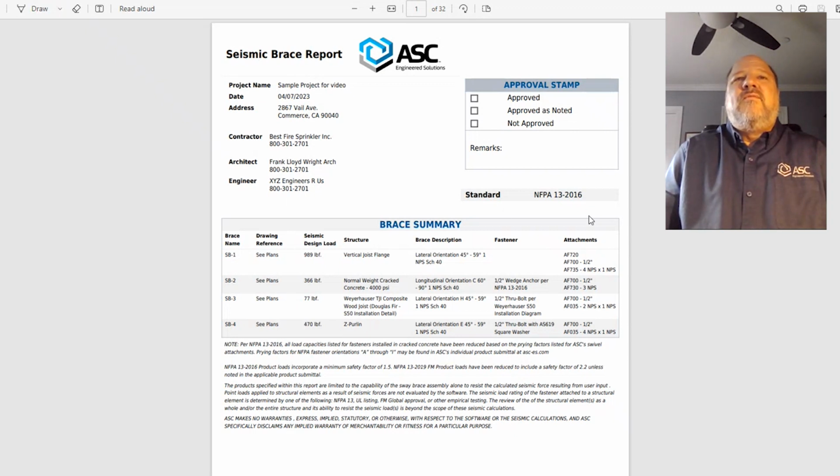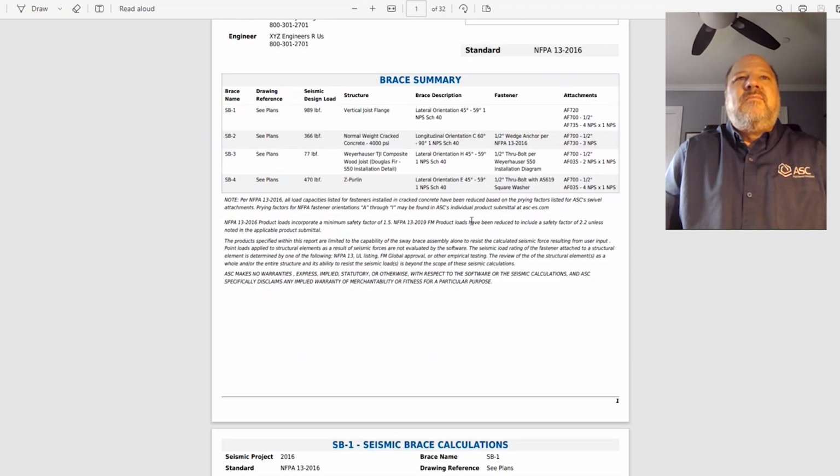And then we also show whatever reference standard of NFPA 13 you chose to design to, 16, 19, or 22, it will show up here. And then the 4 braces that I generated and kind of a little description of them, an explanation shows up right here. And we do some boilerplate legal stuff that the ASC people want you to know about, some of the assumptions we've made and how we did it.